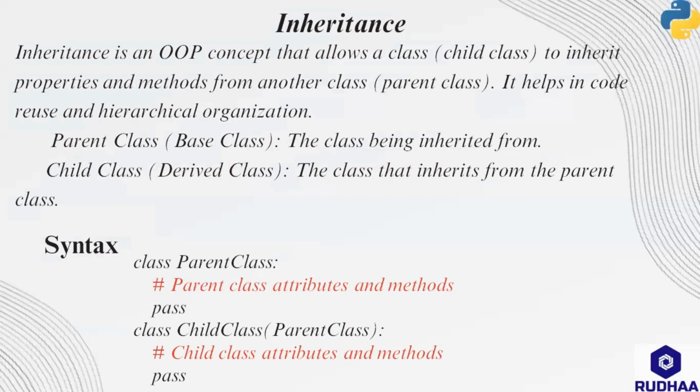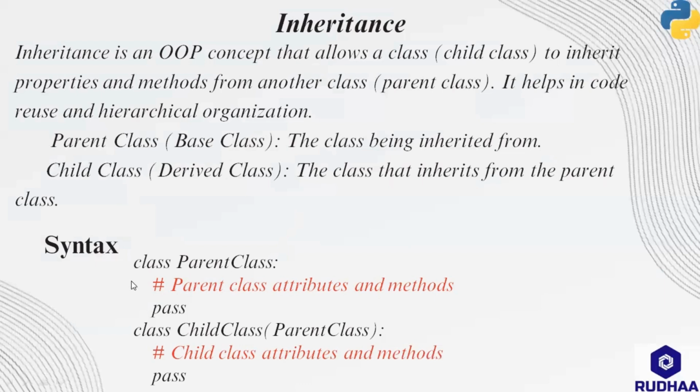So this inheritance helps in code reusing and hierarchical organization. In programs where hierarchy is involved, we can use the inheritance concept. So here parent class is the base class and child class is the derived class. Parent class means the class being inherited from. So the class from which the characters are getting inherited is called a parent class or base class. The class that inherits from the base class is called a derived class or child class.